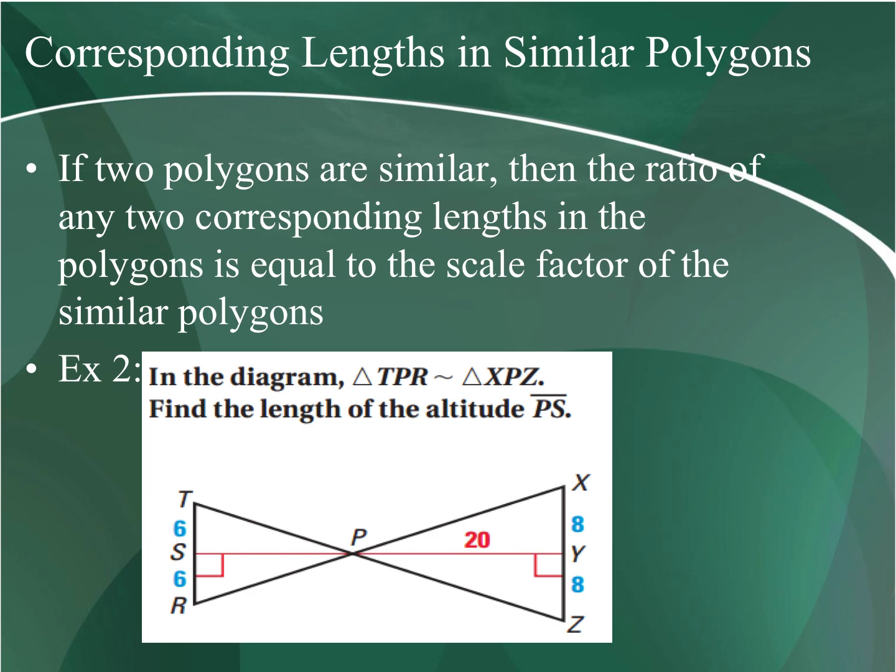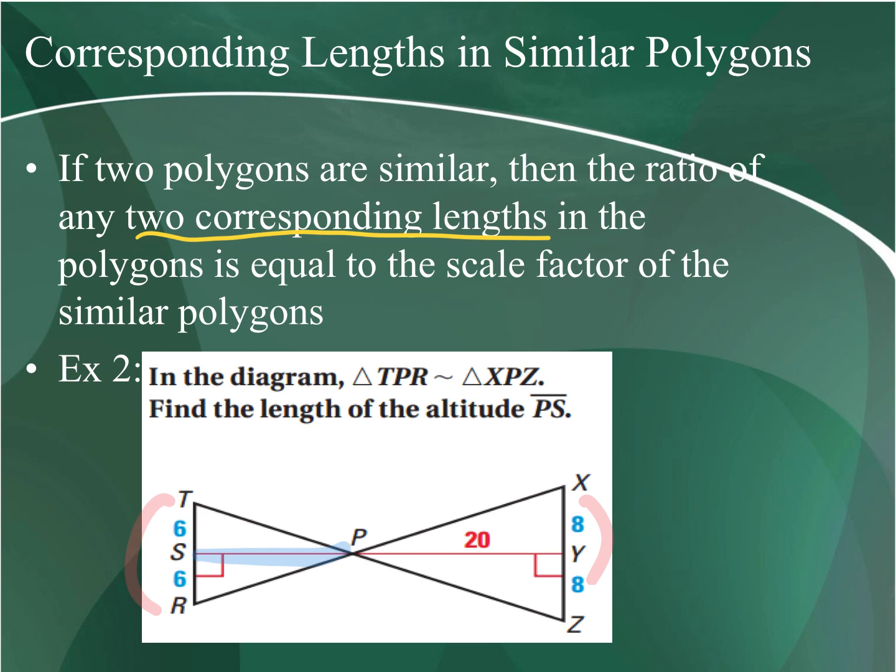So now we're talking about corresponding lengths in similar polygons. If two polygons are similar, then the ratio of any two corresponding lengths in the polygons is equal to the scale factor of the similar polygons. Now, keyword right here, two corresponding lengths. Corresponding means in a proportional manner. So in this case, we have an example 2 in the diagram. Triangle TPR is similar to triangle XPZ, and they want us to find the length of the altitude PS. We know that we can get the scale factor from these two, and when we do that, that's how we're going to be able to solve for SP, which is this red line right here.